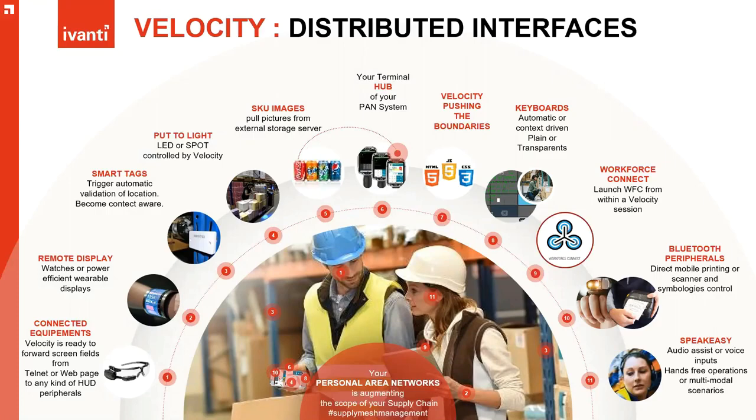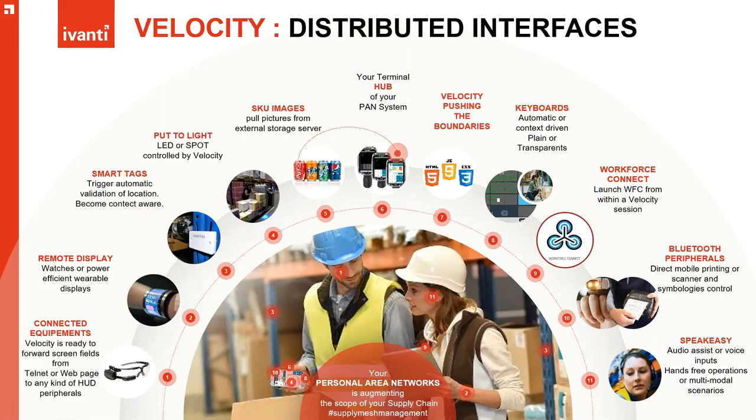in a warehouse. So here we have Velocity is now the central point or the hub, because Velocity is running the actual application that the user is using. But Velocity is able to then connect to glasses. It can connect to remote displays. It can start to read smart tags through, you know, IoT and those types of devices.